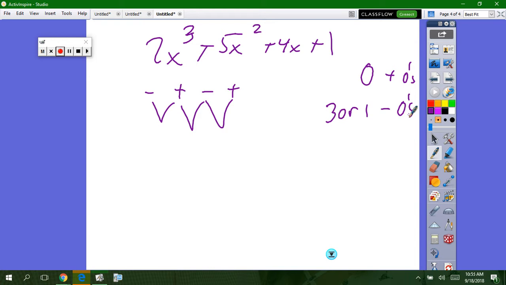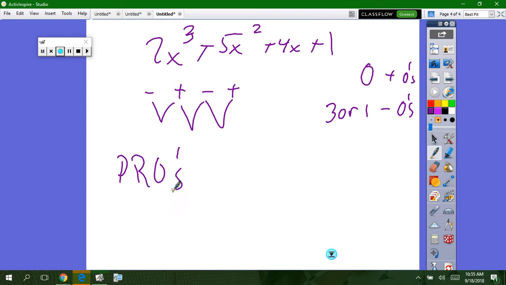Okay, let's find our possible rational zeros. Sometimes I call them, I just figured this out, PRZ, possible rational zeros. That's kind of funny. No?